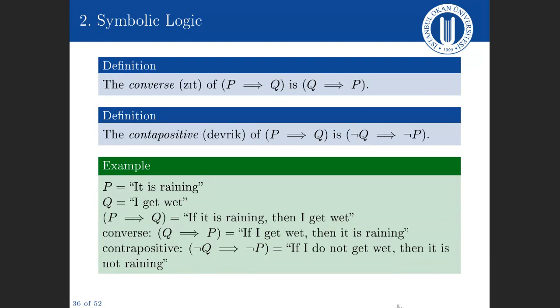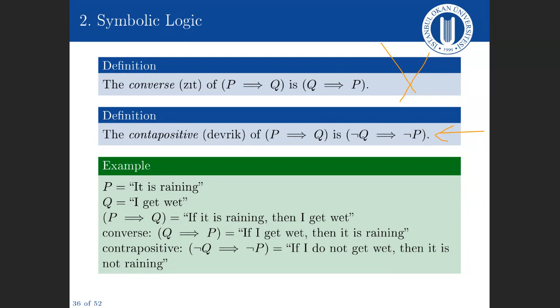The converse of P implies Q is Q implies P. There's another way to change these around. The contrapositive of P implies Q is not Q implies not P. In mathematics, contrapositive is useful, but converse usually isn't. I'm going to explain why contrapositive is useful later today.